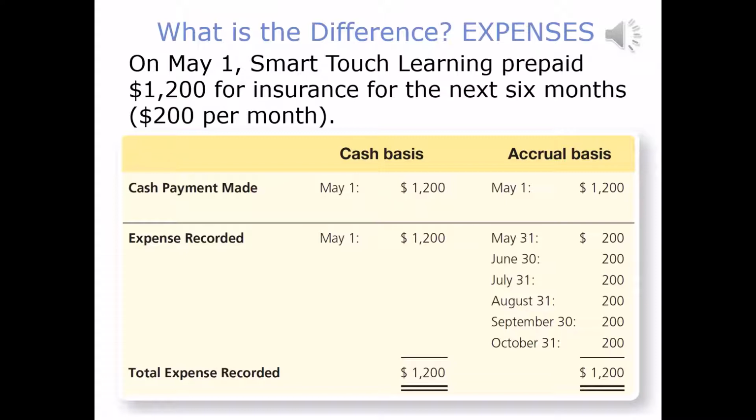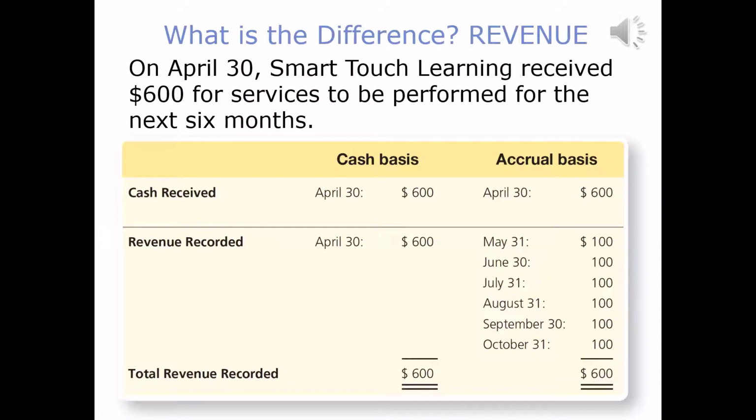Alternatively, accrual basis accounting requires the company to prorate the expenses. Smart Touch Learning would record a $200 expense every month from May through October. You can see that the accrual basis in allocating $200 payments per month shows a more accurate view of expenses as related to revenue. Now let's take a look at how those differences would affect revenue.